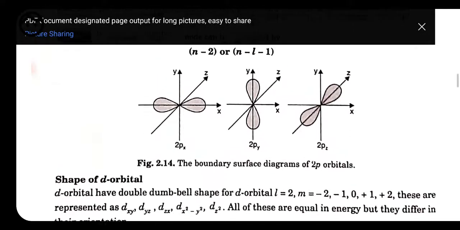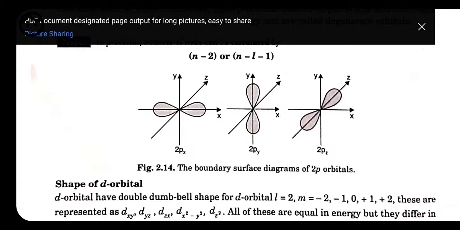And the point of intersection, that is the center point, is called a node, where the probability of finding an electron is 0. That is called nodes.